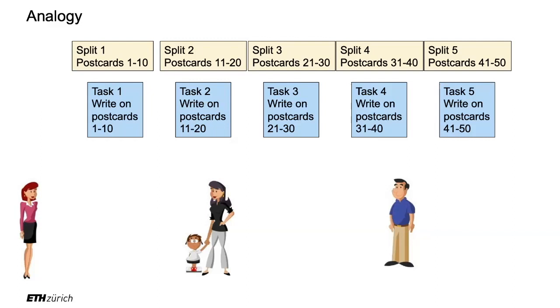These are the splits. There are always as many tasks as splits. The split is the data itself. It's a chunk or partition of the data itself. The task is the assignment. It's a to-do. You have to write on the postcards 1 to 10, for example. This is a task.